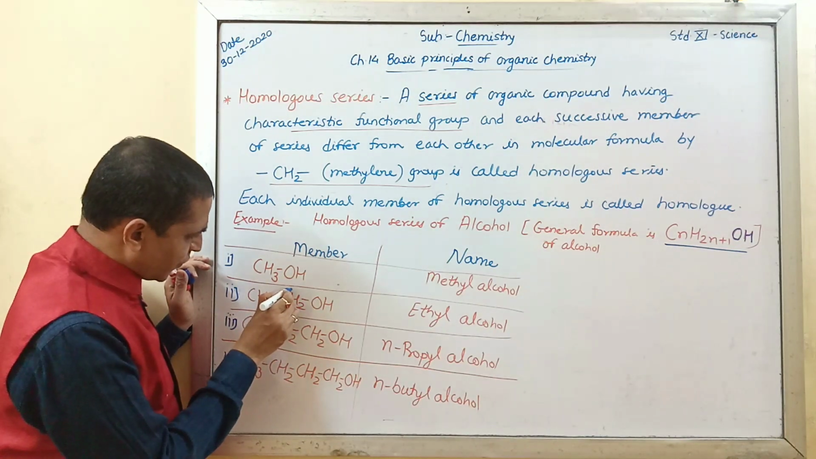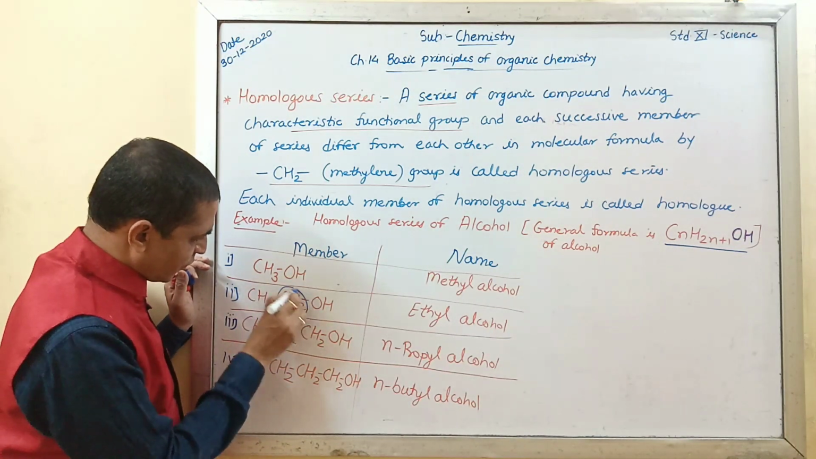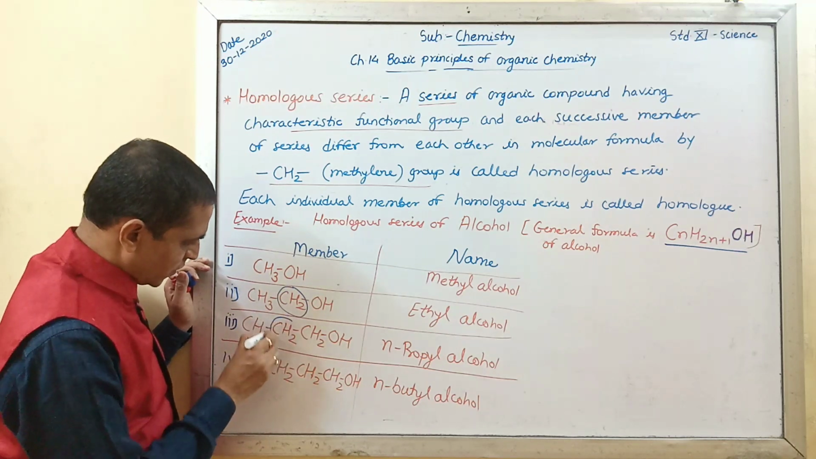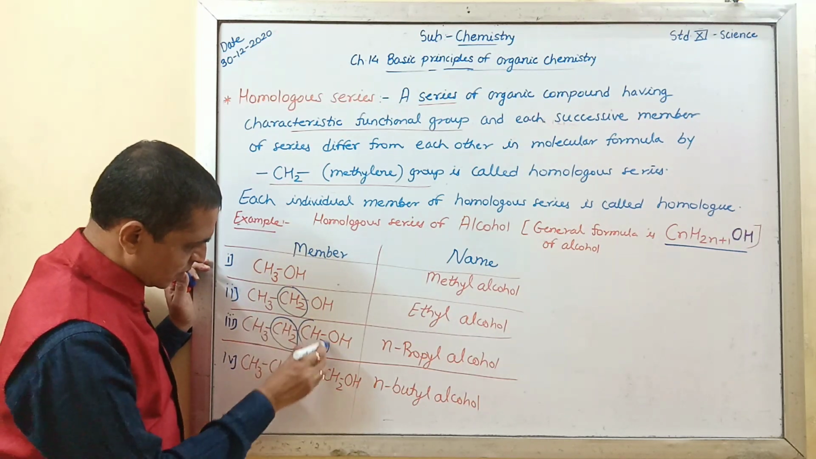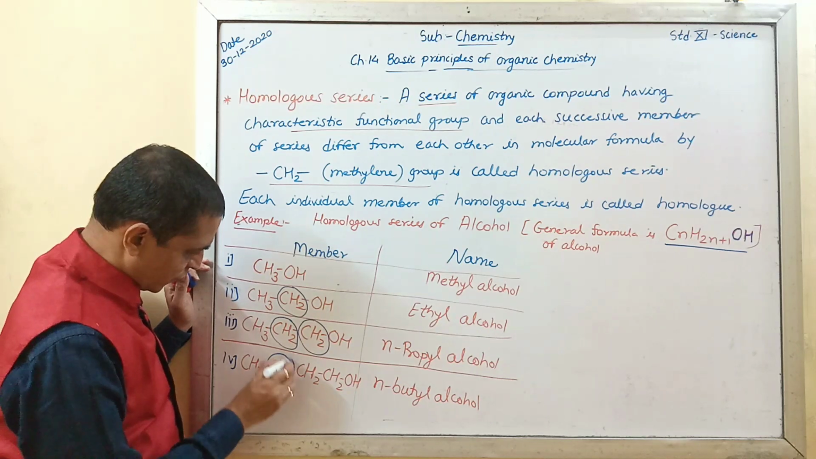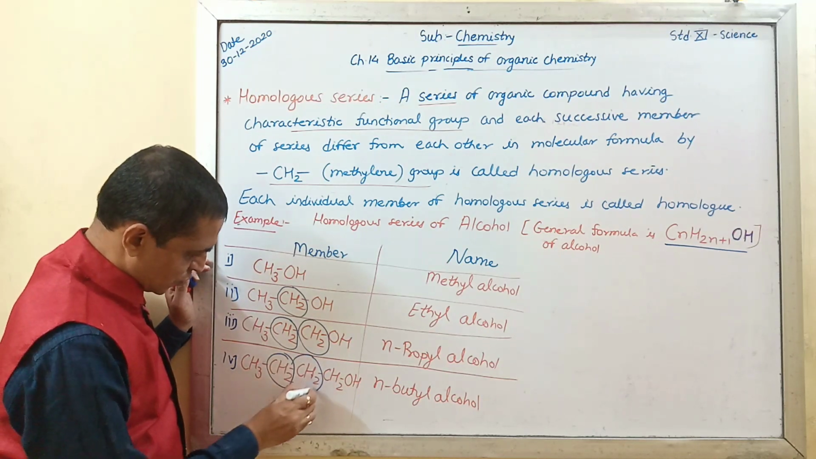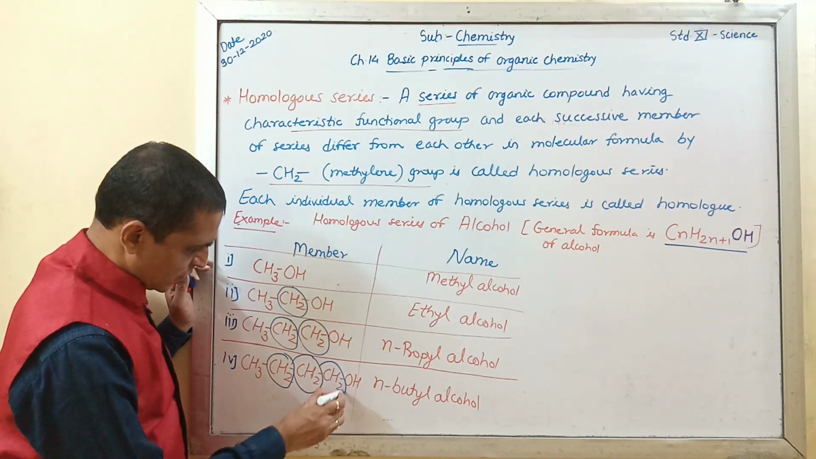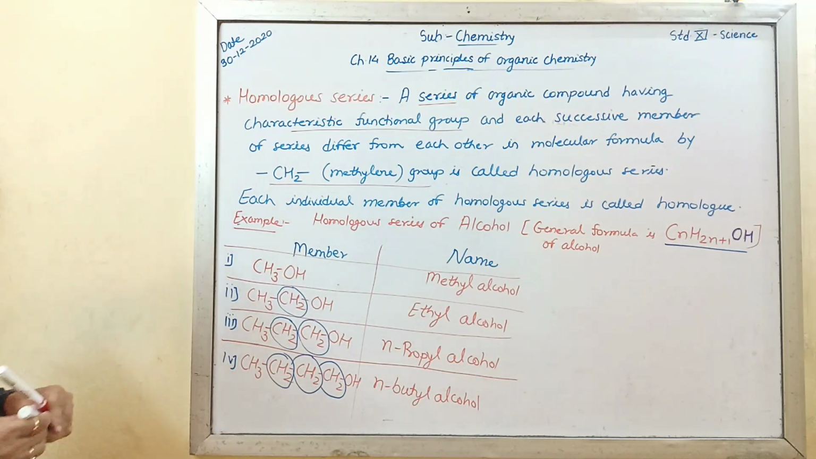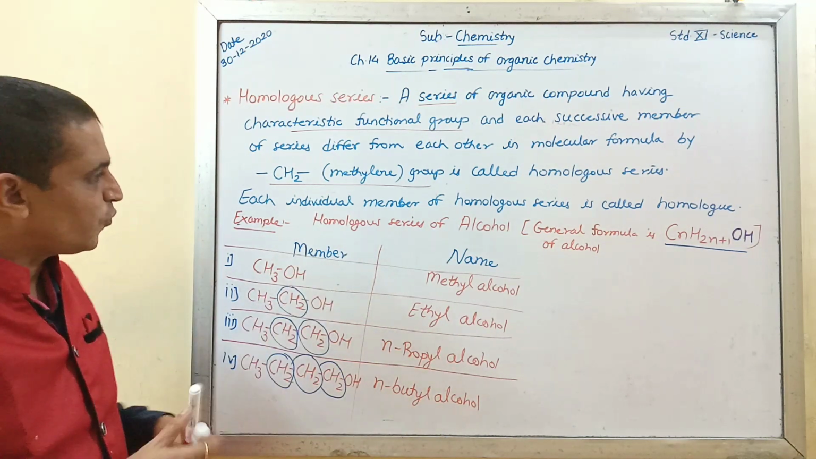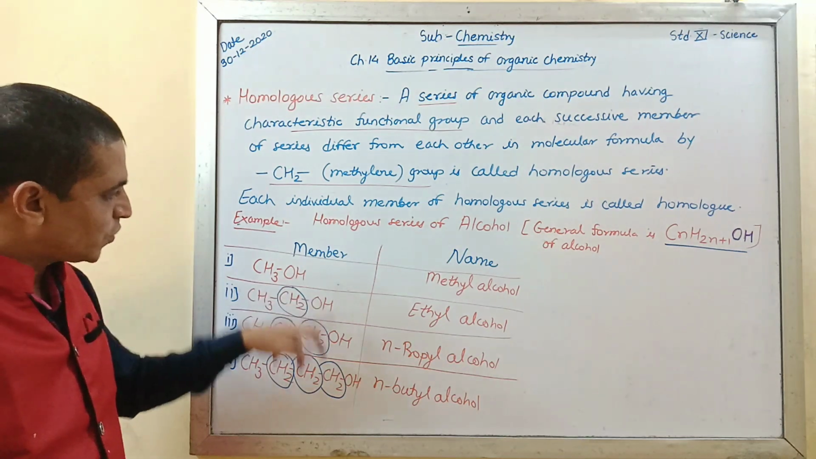Now here, what is the difference? See, in the first there is only one CH2 group. Here there are two CH2 groups. Here there are 1, 2 and 3 CH2 groups. So this is the homologous series of alcohol. I hope you understood this.